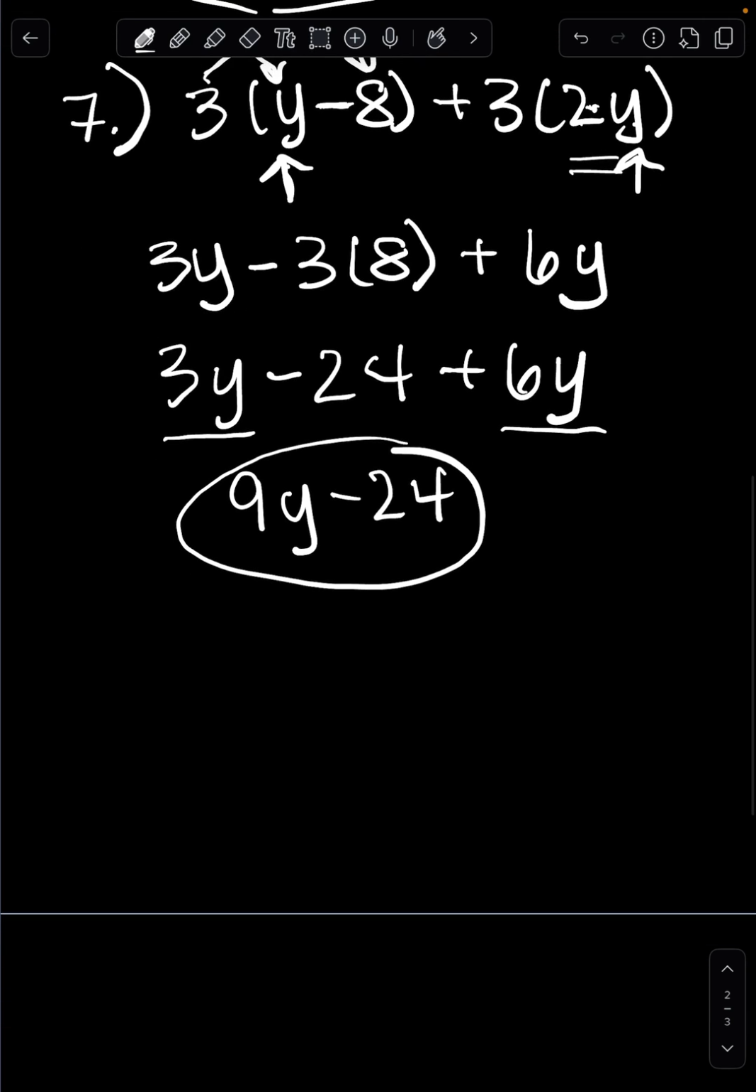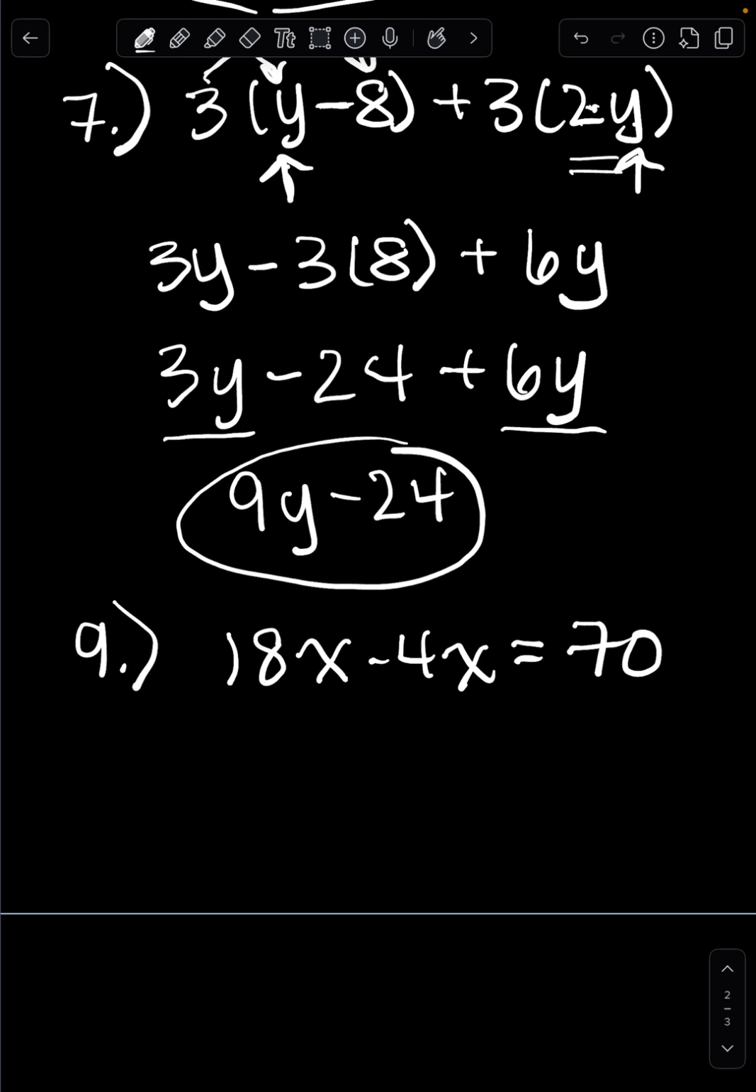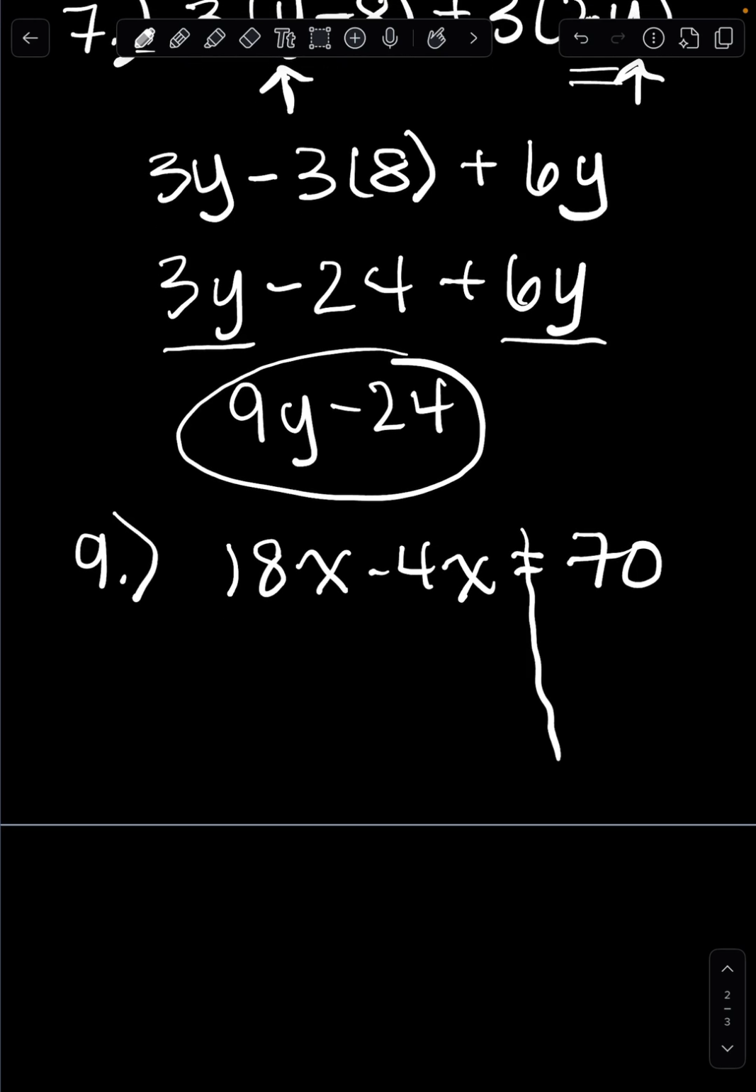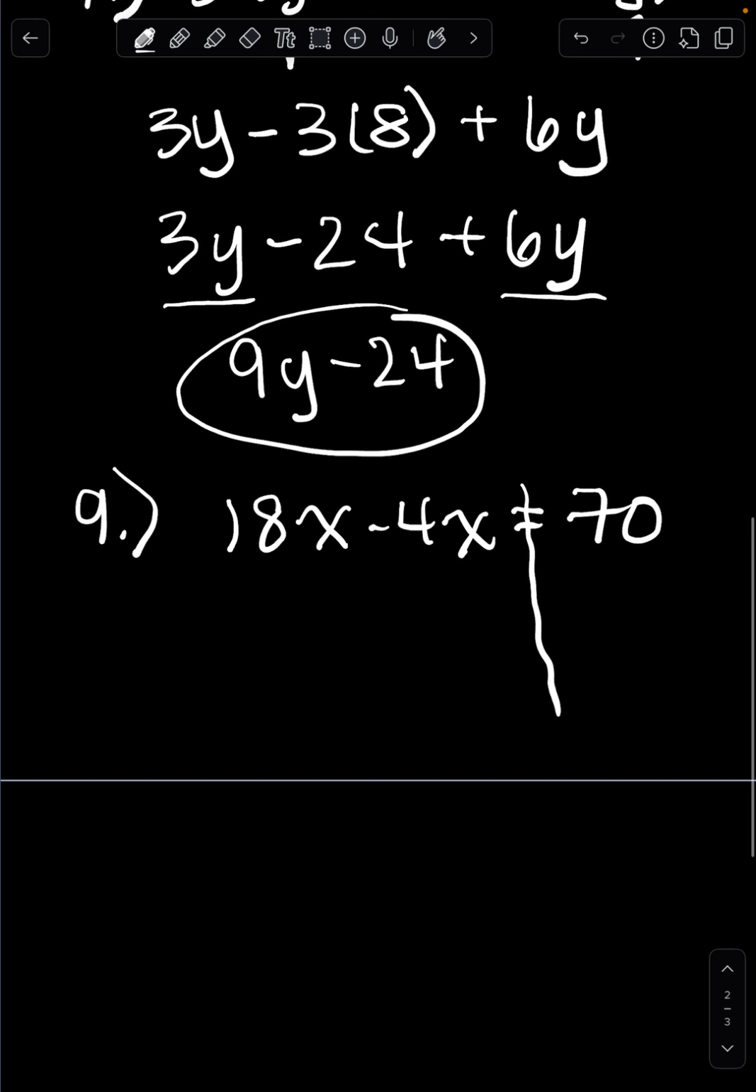Number 9, solve each equation and check your solution. So we've got 18x minus 4x equals 70. All right, so here's my equal sign. If I'm working on one side of the equal sign, I can just do any work I need to without having to do it on both sides. What I mean here is there's an x and an x that need to be combined together, but they're already on the same side of the equal sign. So I'm just going to go ahead and do 18 minus 4 and get 14x equals 70.